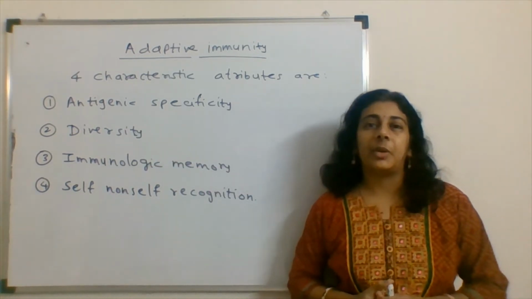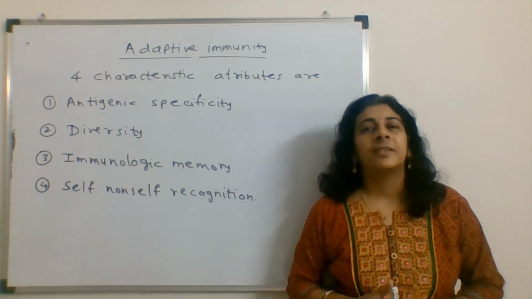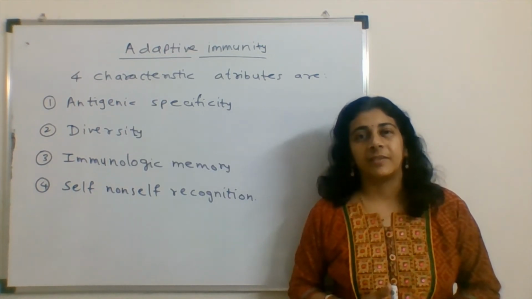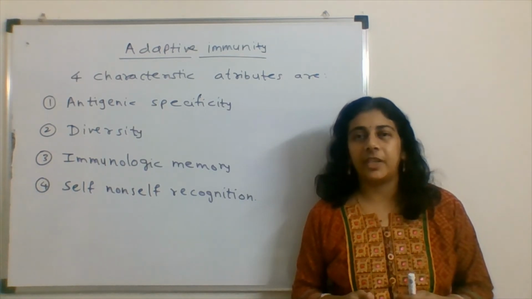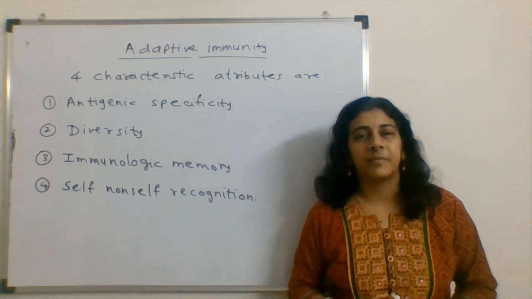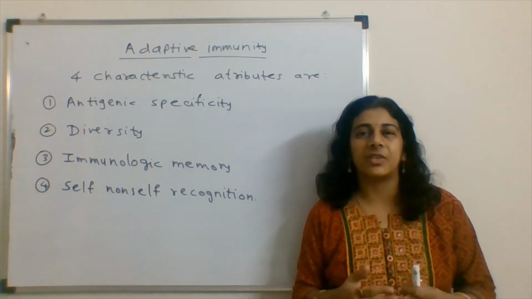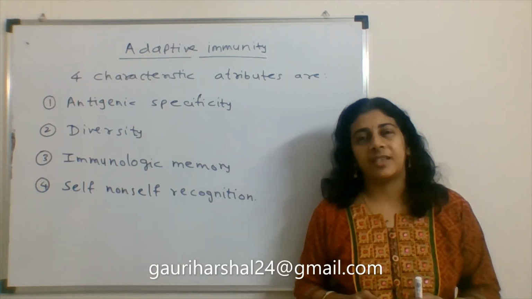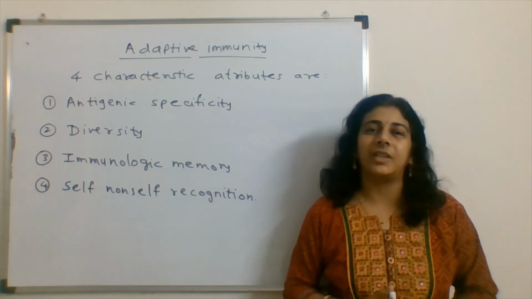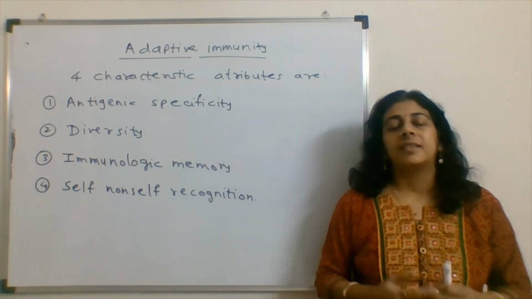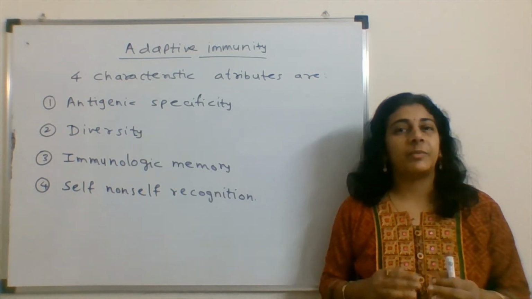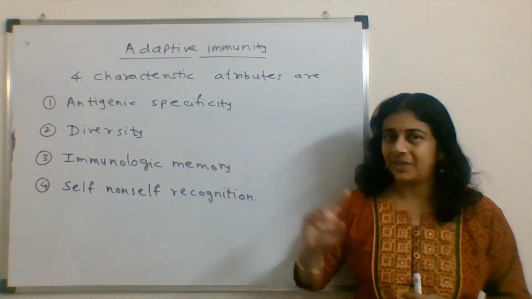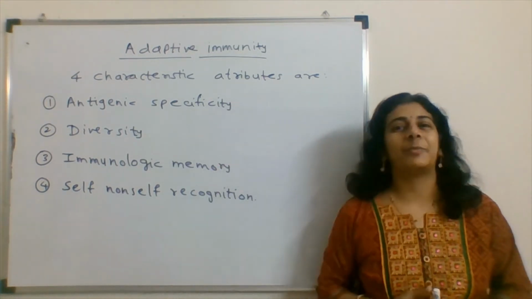The next attribute is immunologic memory. We always talk about vaccines. What is a vaccine? During vaccination, we introduce that pathogen to our immune system, and the immune system remembers the structure or pattern of that pathogen. If the actual infection occurs, the immune system is ready to give an immune response. This time the immune response is rapid because the immune system has already made memory cells. This is done by adaptive immunity.